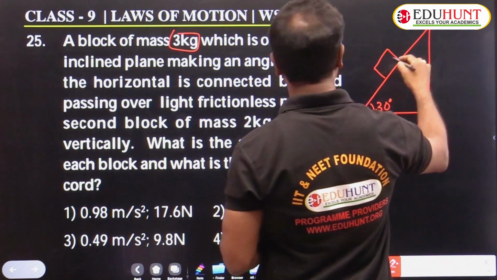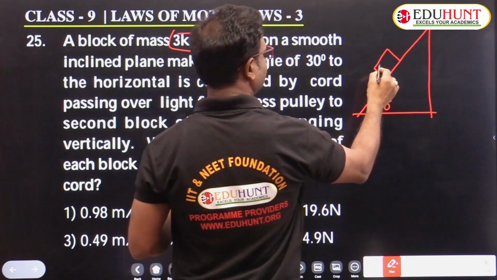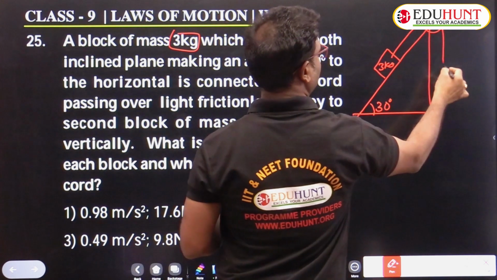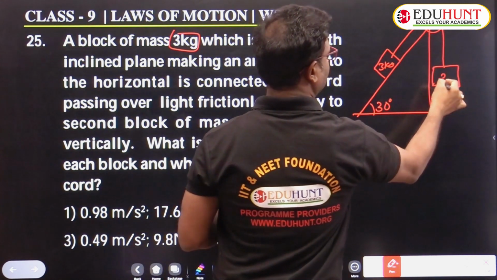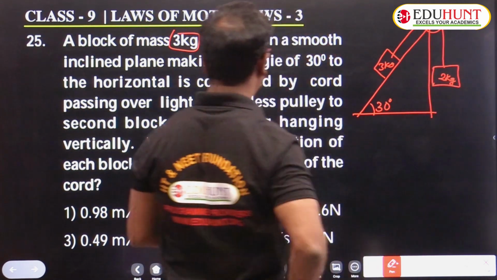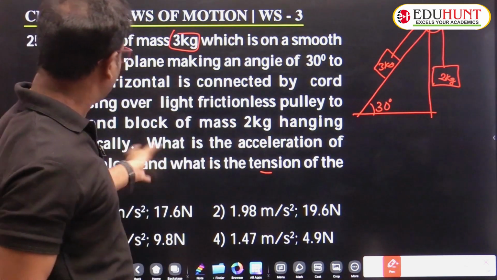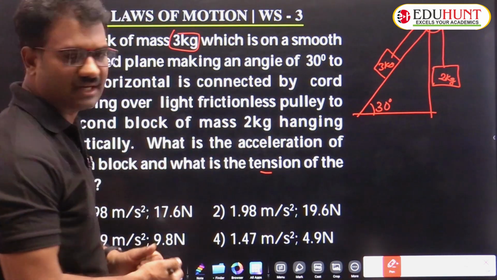This is a block of mass how much? 3 kg. It is like this. It is passing through a smooth pulley to a mass of 2 kg hanging vertically. What is the acceleration of each block and what is the tension of the cord, he is asking.